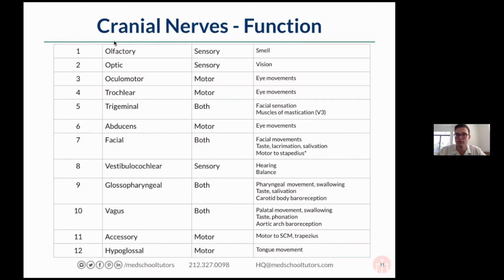There are more functions to all of these nerves, but if I'm trying to simplify this to a table that's not going to make you cry when you see it and feel like you have to memorize it, that's how I would walk through it.